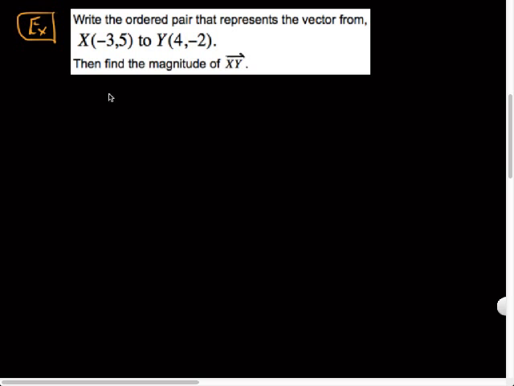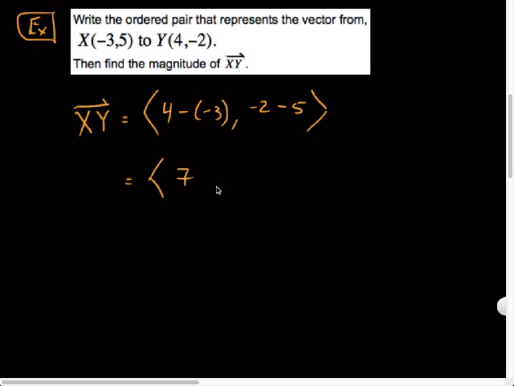So if I want to find vector xy, that is going to be the angled bracket of, since it's ending at y, the y x-coordinate 4 subtract the -3, comma, -2 minus 5. The vector written as an ordered pair: 4 minus -3 is 4 plus 3, which is 7. -2 minus 5 is -7. So here's my vector xy.